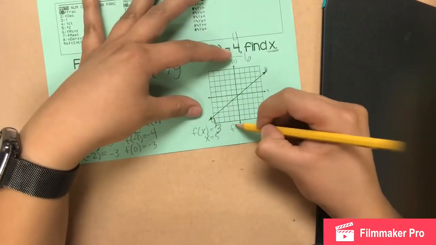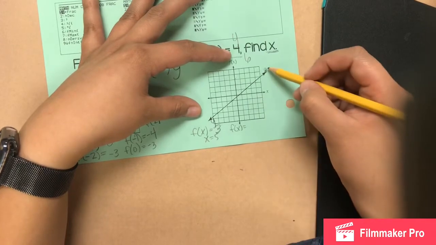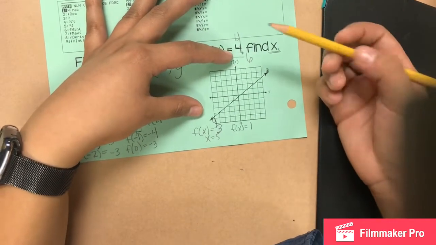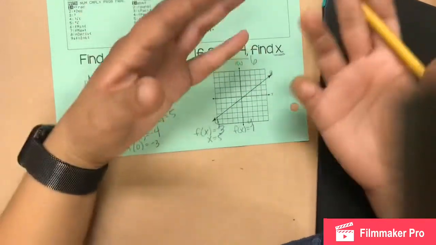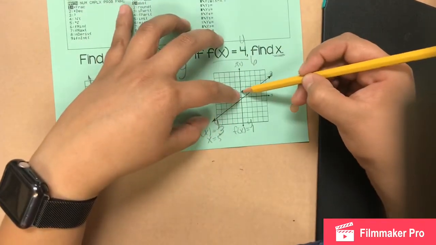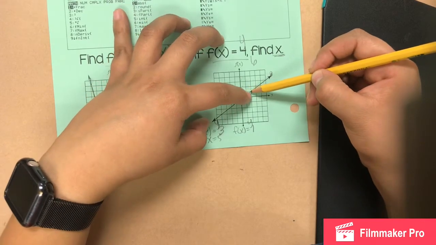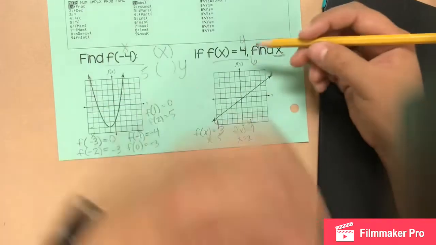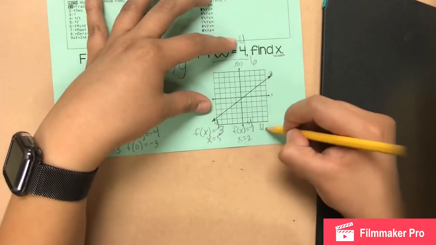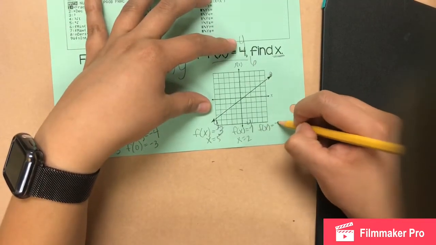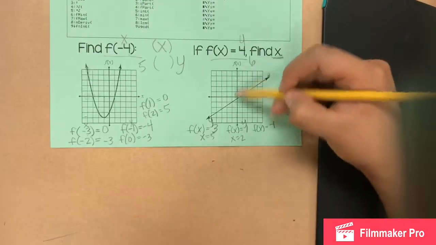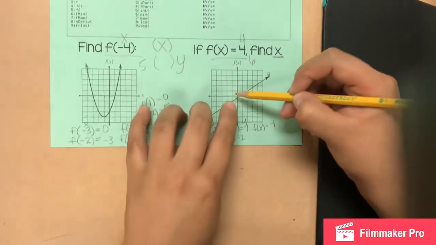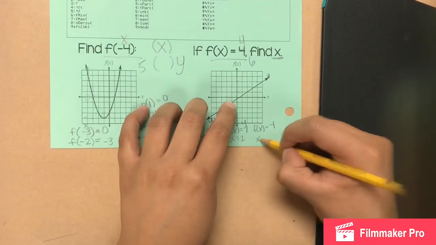If I did f of x equals 1, that means where y is 1, what's the x? That means if here's y is 1 and I go where it meets the graph, x is positive 2. If I were to do f of x equals negative 1, that means on the y-axis where it's negative 1, what's that x? That would also be negative 1.